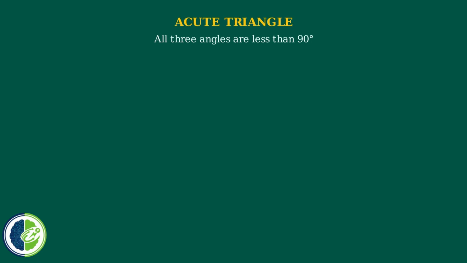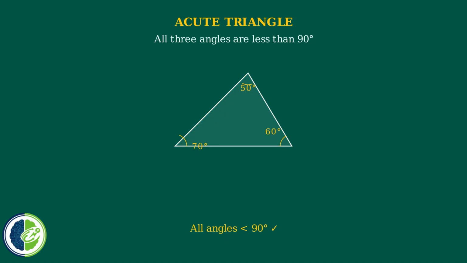Now we switch gears and classify triangles by their angles. First, we have acute triangles. In an acute triangle, all three angles are less than 90 degrees. Every angle is sharp and pointy. Here's our first example of an acute triangle. Notice how all three angles are less than 90 degrees: 70 degrees, 60 degrees, and 50 degrees. Each angle is sharp and pointed because they're all acute, meaning less than 90 degrees.